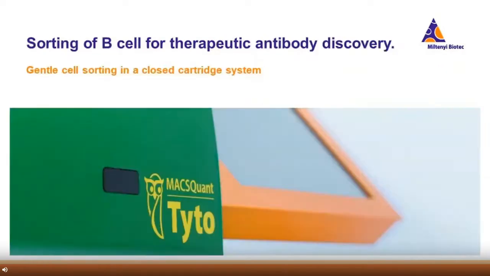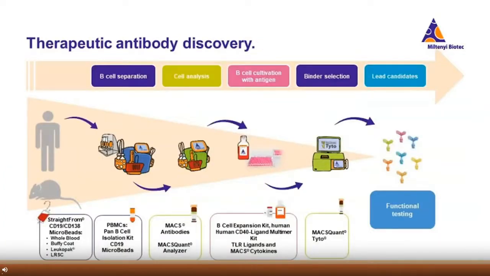And now I'm going a bit more into another topic, the flow sorting of B cells for therapeutic antibody discovery with our gentle cell sorter with a closed cartridge system. It's also a very interesting system. So here is our antibody discovery process, where you start with your sample material of interest, either human blood or mouse spleen. This depends on what you're interested in.